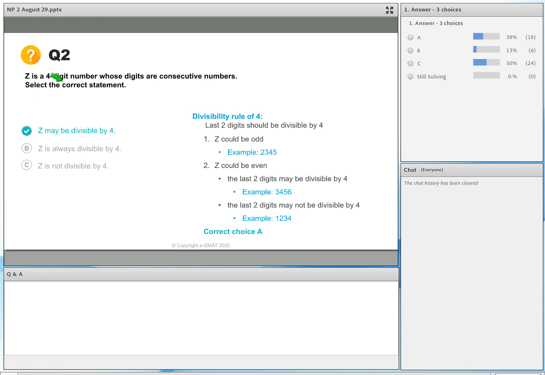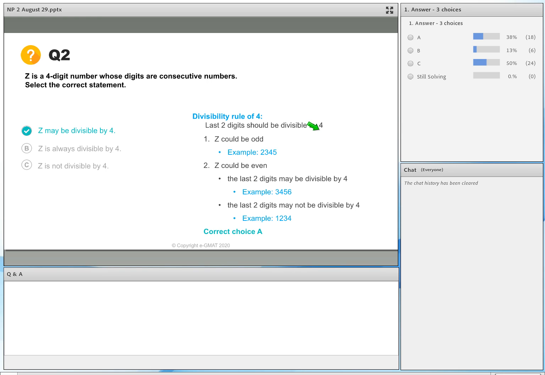Z is a 4-digit number. Digits are consecutive numbers. Again, the digits are, say, x, x plus 1, x plus 2, x plus 3. I don't know what the digits are. The statements here are about divisibility by 4. Now, what is the divisibility rule? It's that the last 2 digits should be divisible by 4. You do not care about the first 2 digits. Only look at the number formed by the last 2 and you'll be done.